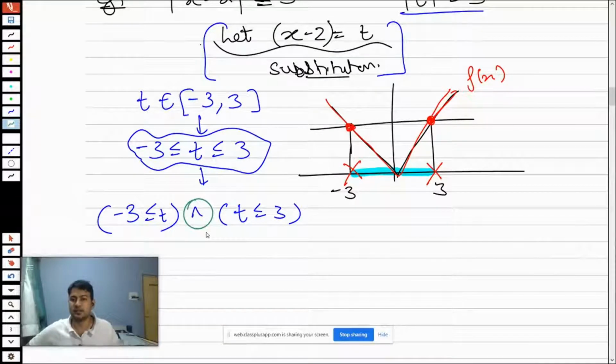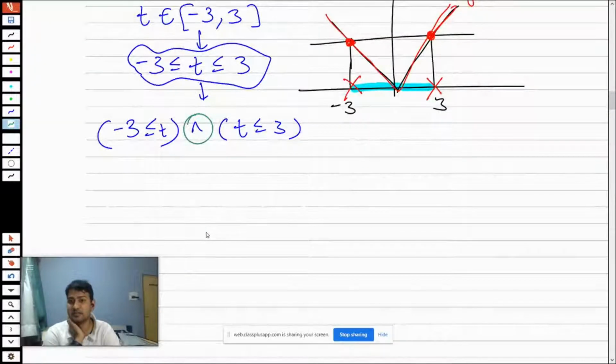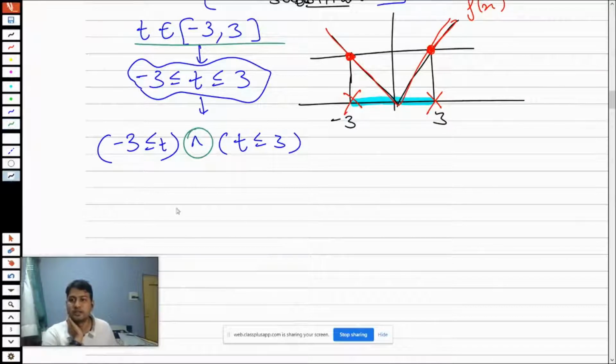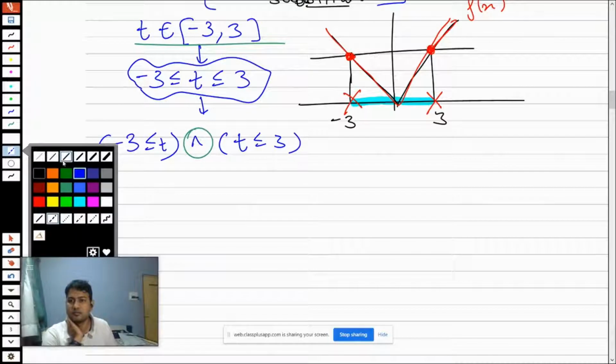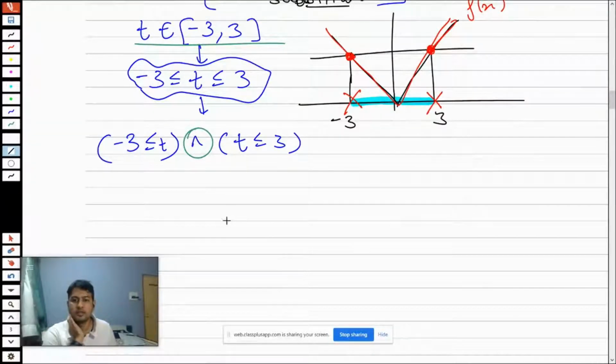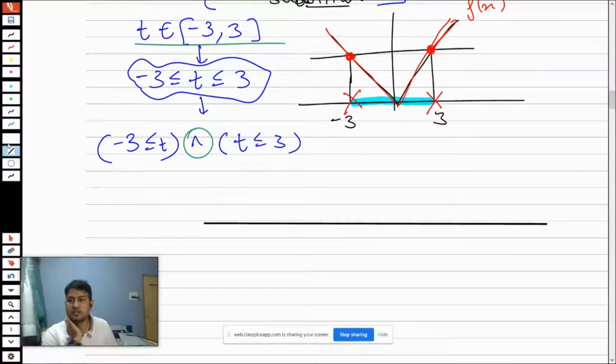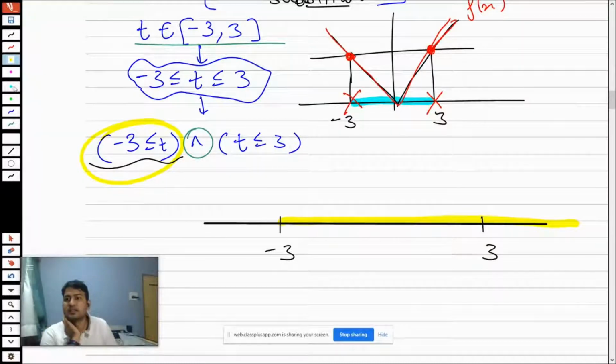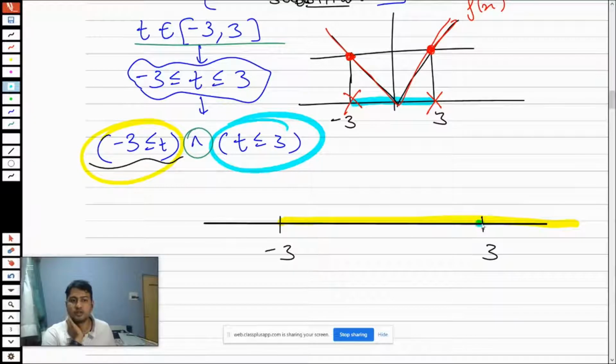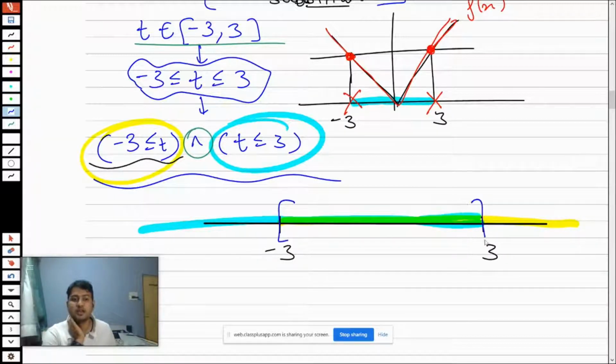We talked about conjunctions and disjunctions in the logic lecture. You're saying that t satisfies these two conditions simultaneously. So t is a variable which belongs to minus 3 to 3. On the real number line, t is a variable satisfying two conditions. This is minus 3 and this is 3. One is t is greater than or equal to minus 3, so it is to the right of minus 3. The second condition is that t is less than or equal to 3, so it is to the left of 3. When it satisfies these two conditions simultaneously, the set of points becomes the intersection of these two regions, which is basically minus 3 to 3.